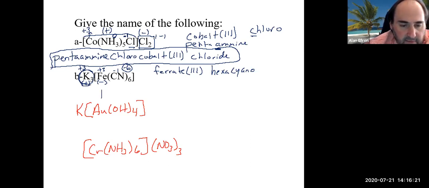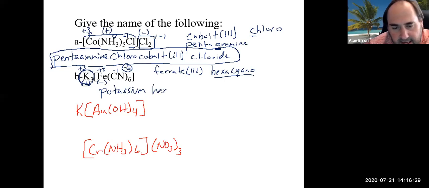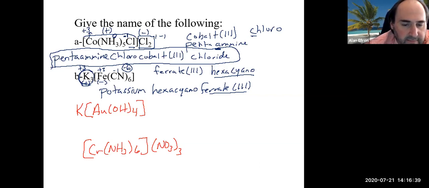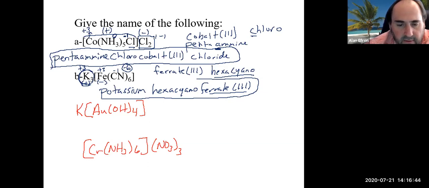So we will start with potassium for our counter ion. Starting with our ligand here, hexacyano, ferrate 3. Again, the metal coming at the last part of the complex ion part of the name. Question on that one there.